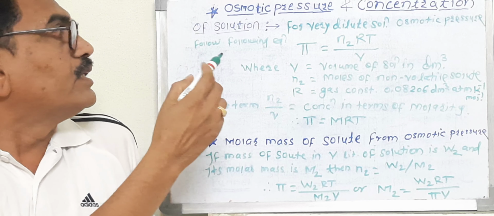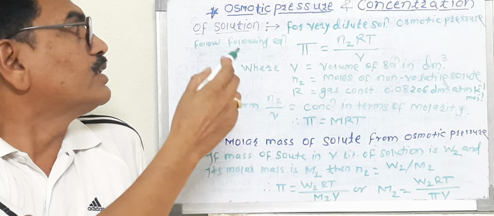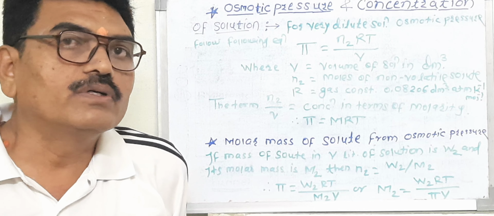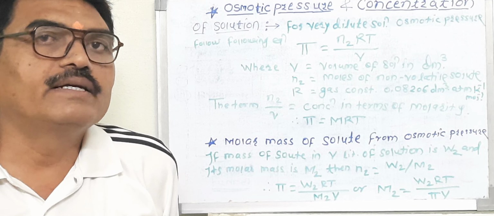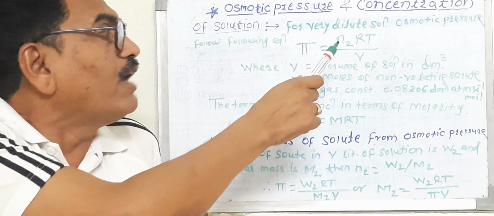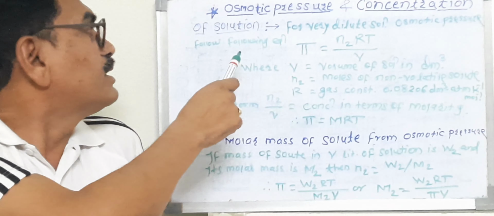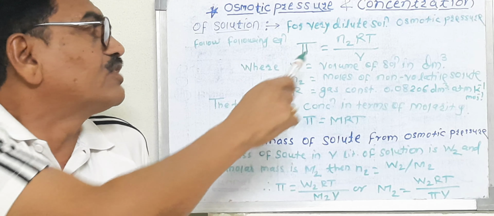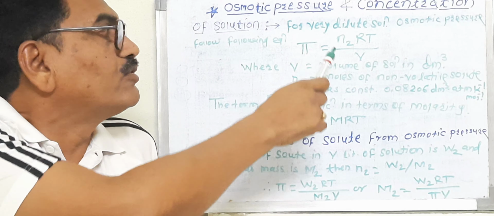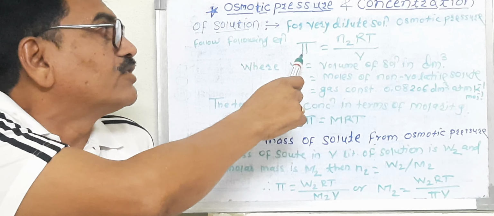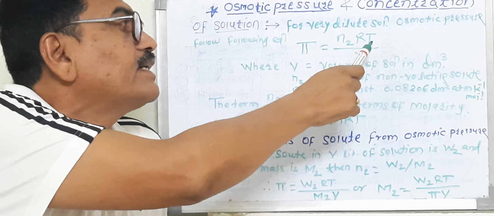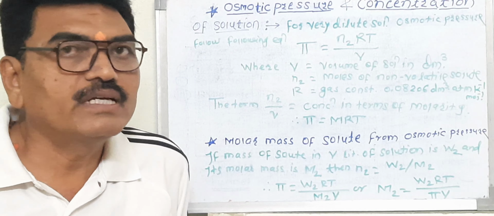First of all, the osmotic pressure and concentration of solution. How is the osmotic pressure, that is pi, related to the concentration of the solution? For very dilute solutions, osmotic pressure follows the following equation. For dilute solutions, pi, that is osmotic pressure, is equal to N2 RT upon V, that is all.